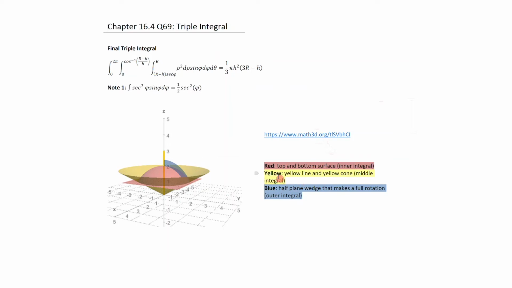For the middle integral, phi equals 0 corresponds to the yellow line. And the yellow cone would be the angle which is where the cap and the plane intersect. So that's this yellow cone. And then the half plane wedge that makes a full rotation is the outer integral. This goes full circle. This is basically associated with the angle theta.